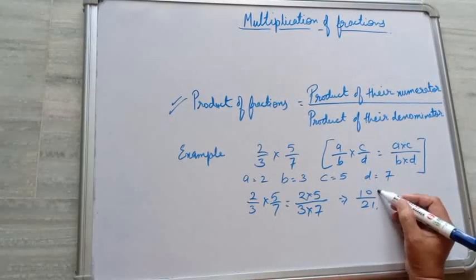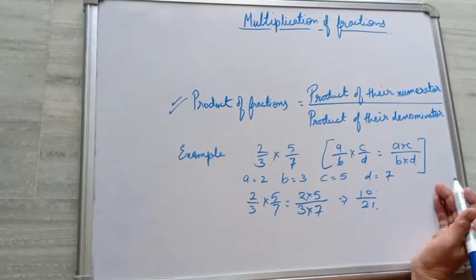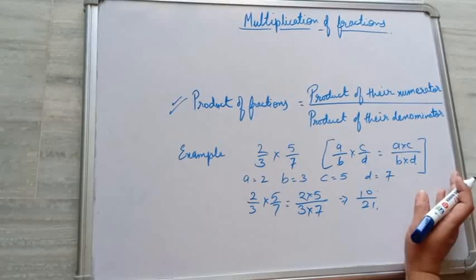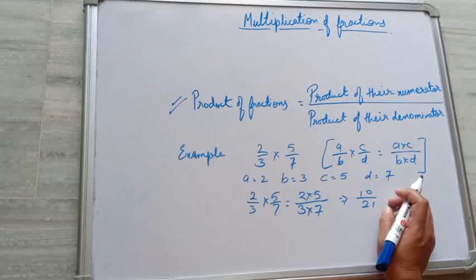If both the numerator and denominator are divisible by the same number, we have to reduce it to the lowest term. If not, then leave it as it is. This is the lowest term.